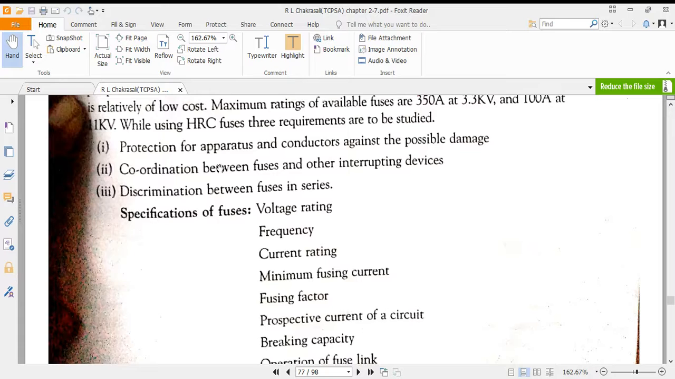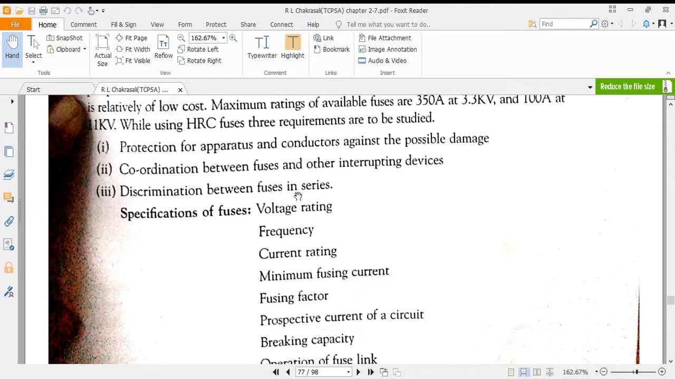Discrimination, coordination between the fuses and interrupting devices means whether the fuse has to blow first or the circuit breaker has to operate first. That needs to be devised because the operation of a circuit breaker is a costly affair, whereas blowing of fuse is an economical affair. So that needs to be done depending upon the importance of the particular circuit.